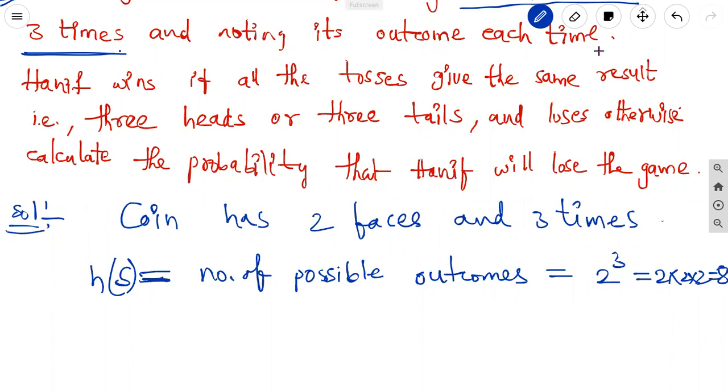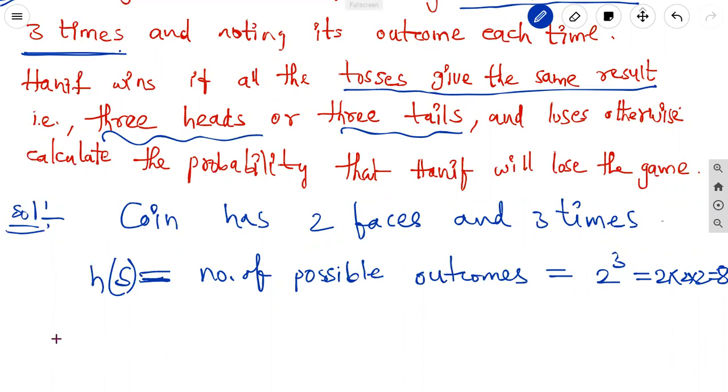Noting its outcome each time. That in the experiment we note it down. Hanif wins if all the tosses give the same result, that means 3 heads or 3 tails condition. That is a winning chance.